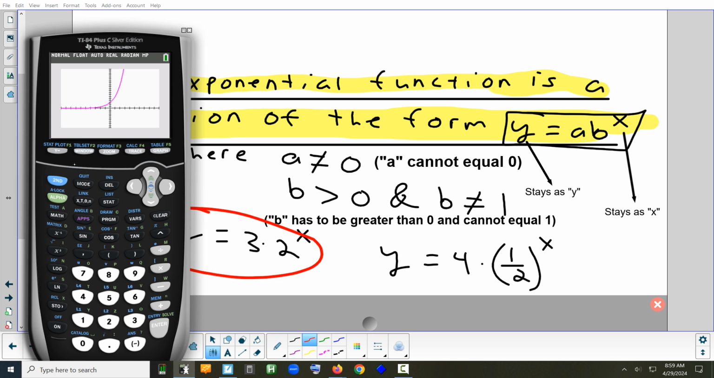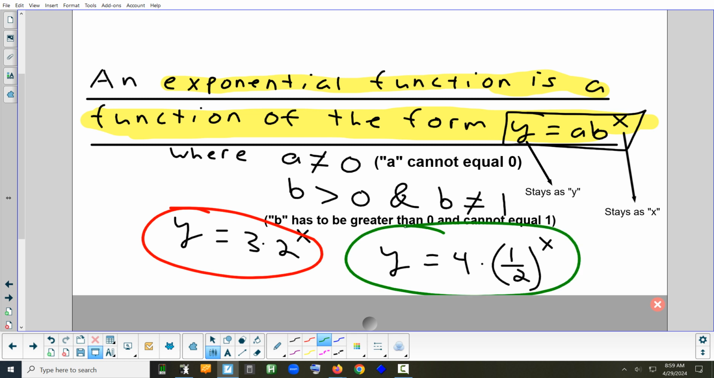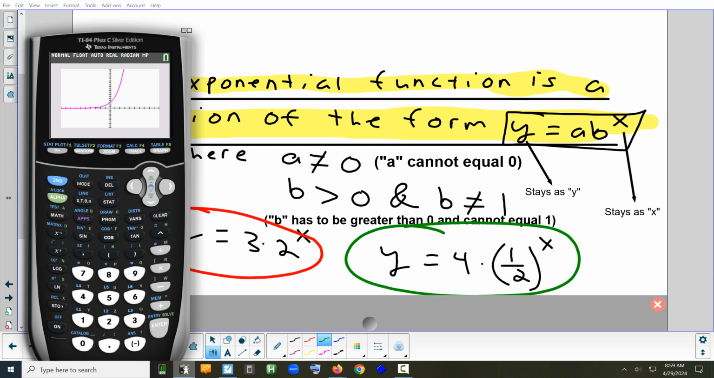This one is decay. This one that I just circled in green. Does anybody have an idea what number there would make it decay? The half. Yep. Because you have a half here. That makes it decay. Now let me show you that one. 4 times 1/2 to the x. All right, let's check it. The a is 4. That's fine. And the b is 1/2. B has to be bigger than 0, but it can't be the number 1. So 1/2 fits that definition. All right, let's hit graph.